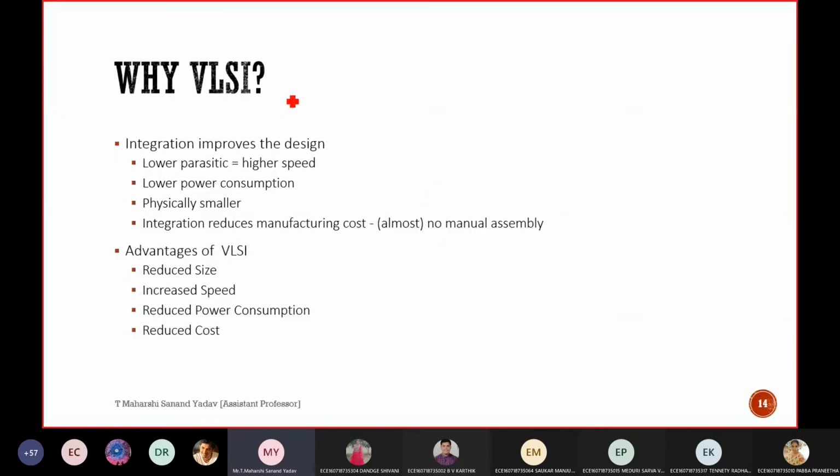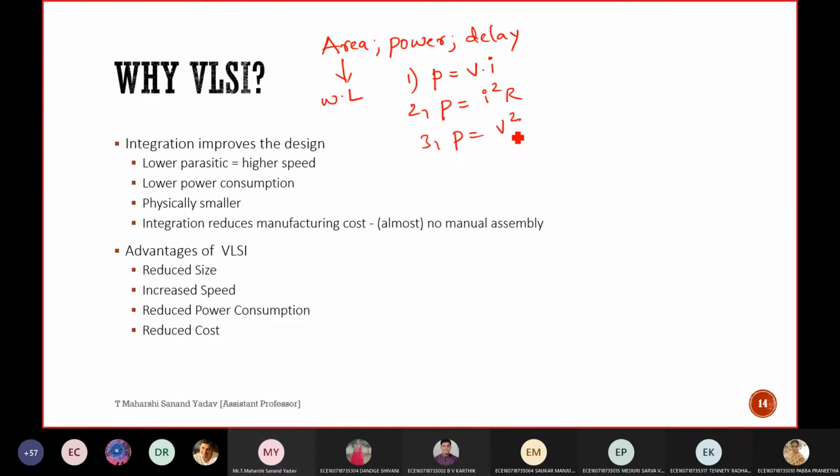So as I've told you, the three parameters on which VLSI depends is area, power, and delay. Simply area means width into length. What is power? Can anyone tell me the formula for power? V into I, I square R, V square by R.